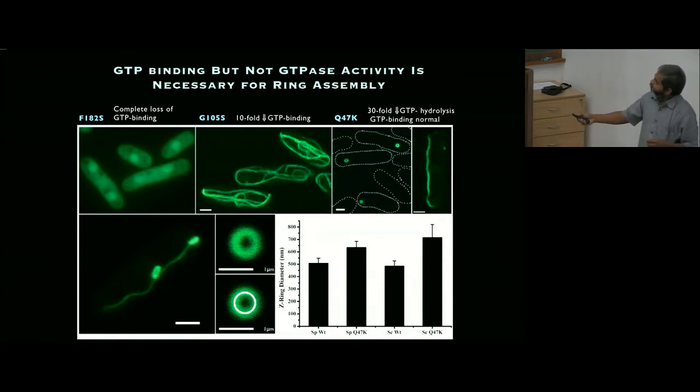But this also has reduced GTP binding. So one of the most interesting mutants was this, which can bind GTP as normal as the wild type. However, it has a reduced GTP hydrolysis. So it forms these long filaments, and there is another population of cells which has single rings, and some which look like connected rings here.